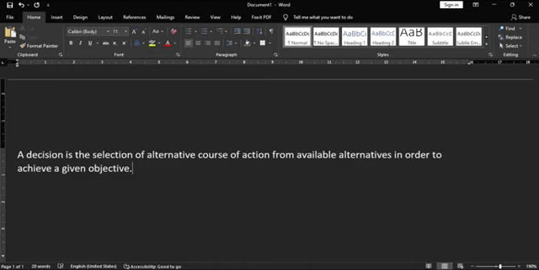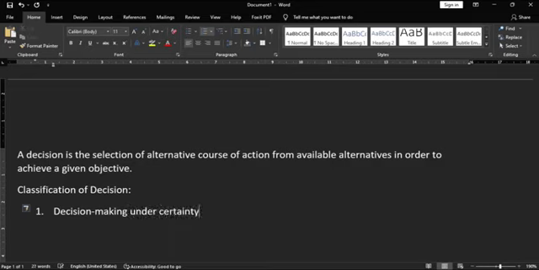With that, we move to classification of decision. Classification of decision can be grouped into three major areas as stated below. 1. Decision making under certainty. 2. Decision making under risk. And 3. Decision making under uncertainty.